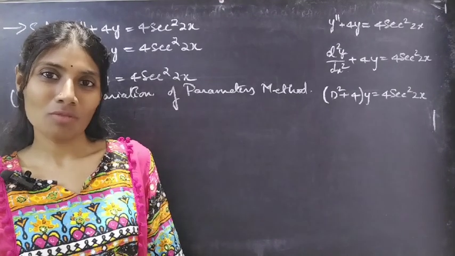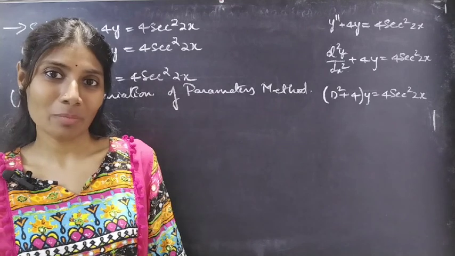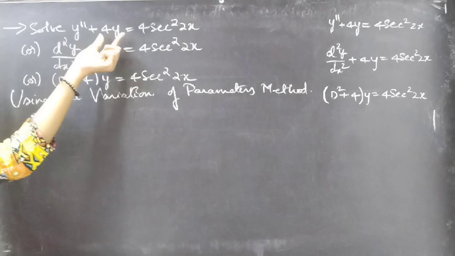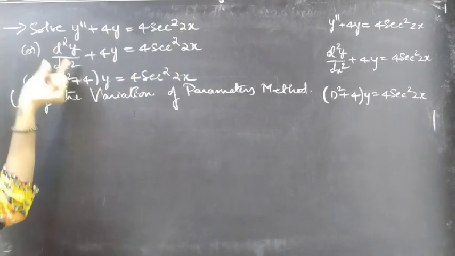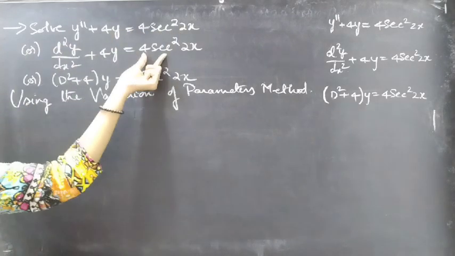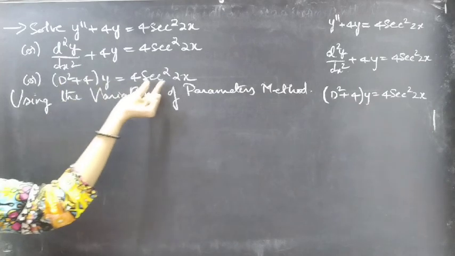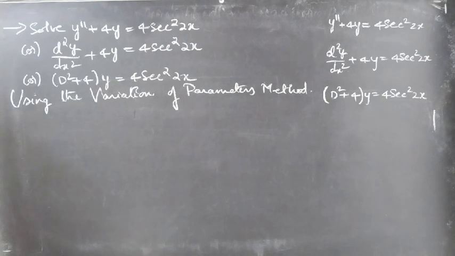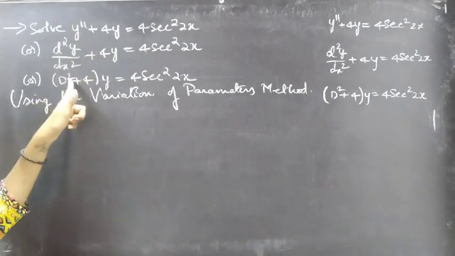In this video, we are going to solve a differential equation using the variation of parameters method. So let's get going. Problem: solve y double dash plus 4y equal to 4 secant square 2x, or d square y by dx square plus 4y equal to 4 secant square 2x, using the variation of parameters method. So we are given a differential equation of order 2.